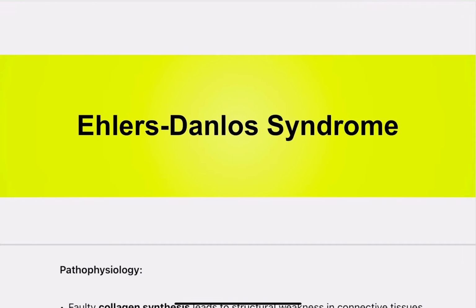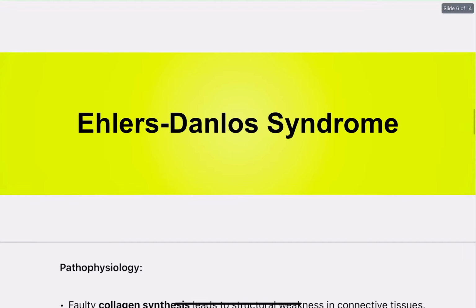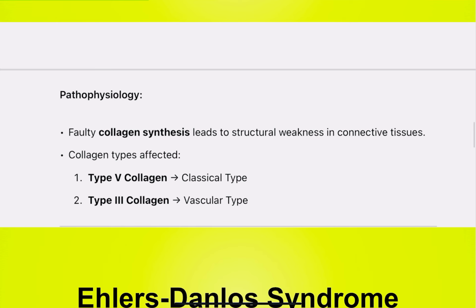Hi, today we're going to talk about Ehlers-Danlos Syndrome. Just a little overview. The problem here is faulty collagen synthesis, which causes structural weakness in connective tissues, and that results in hyperextensible skin and hypermobile joints and a tendency to bleed, which is easy bruising.